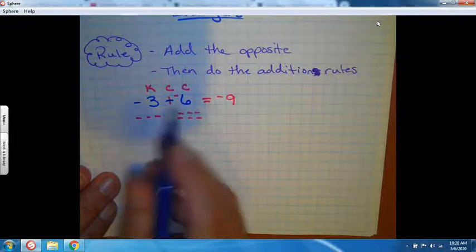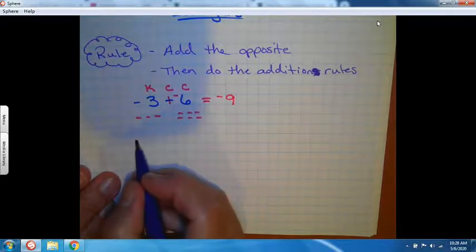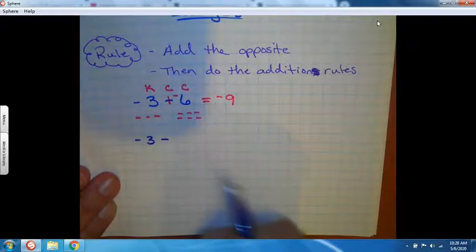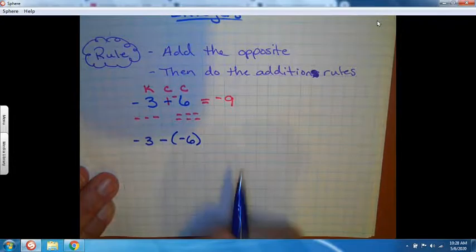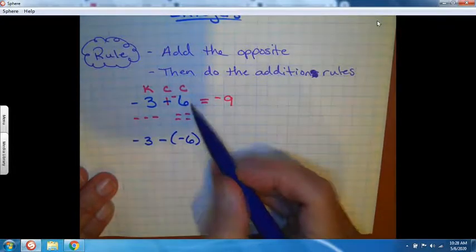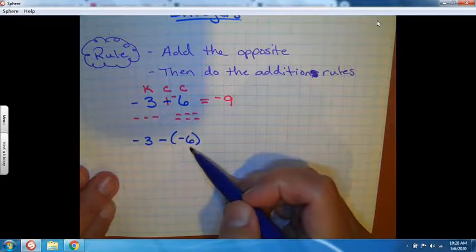I'm going to use the same numbers so you guys can see how it changes. So I'm going to say, okay, -3 minus negative 6. Last time it was a positive 6 we started out with. This time we're going to start out with a negative 6. So let's see how that changes the answer.